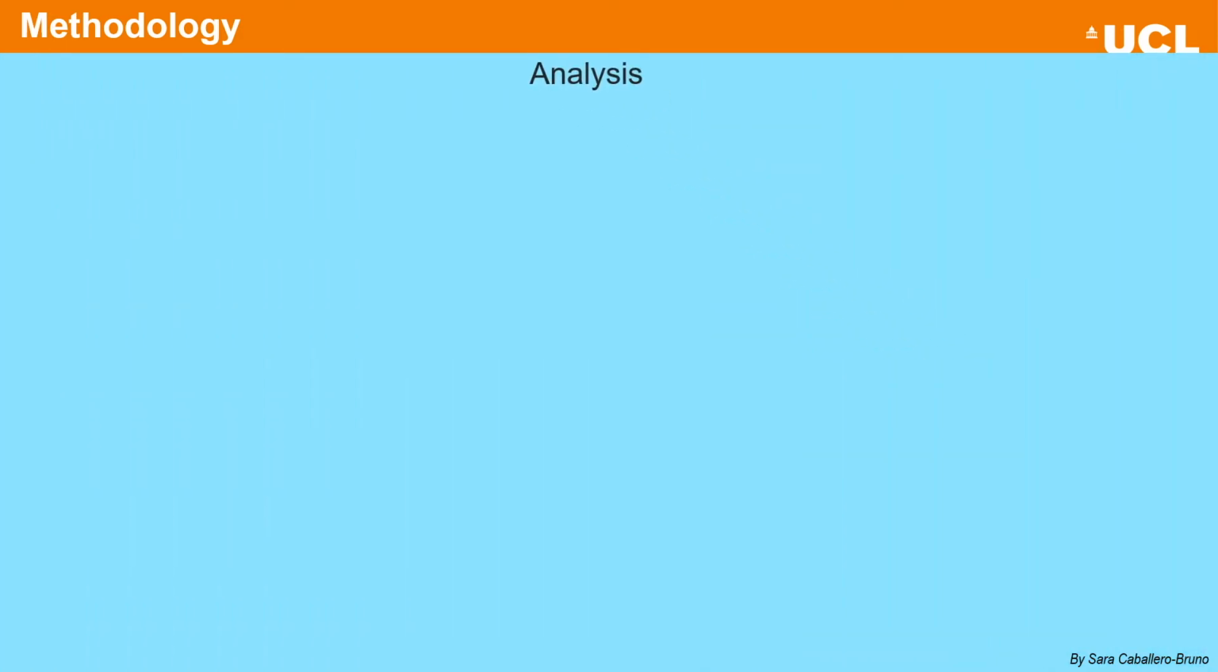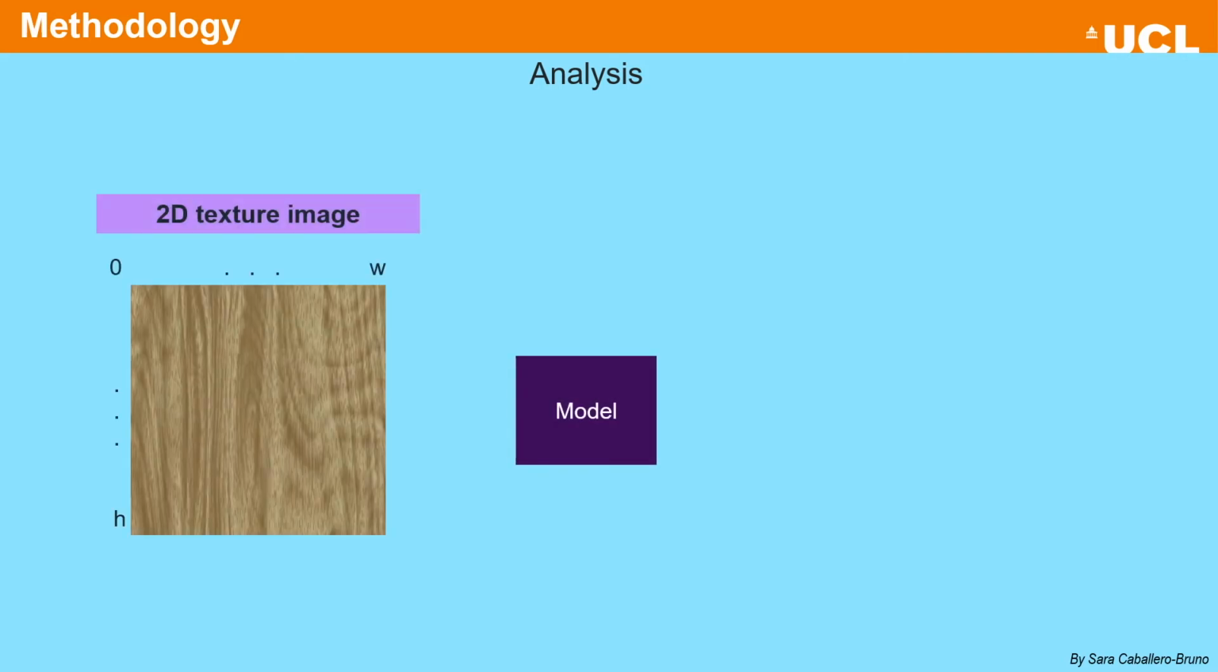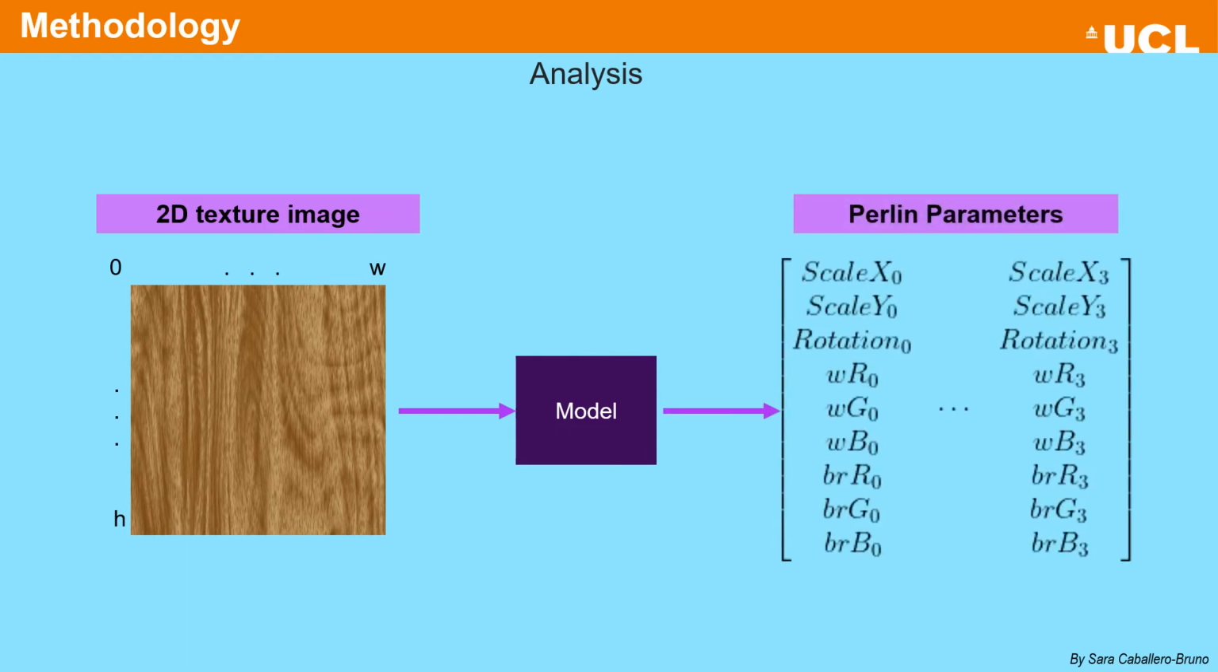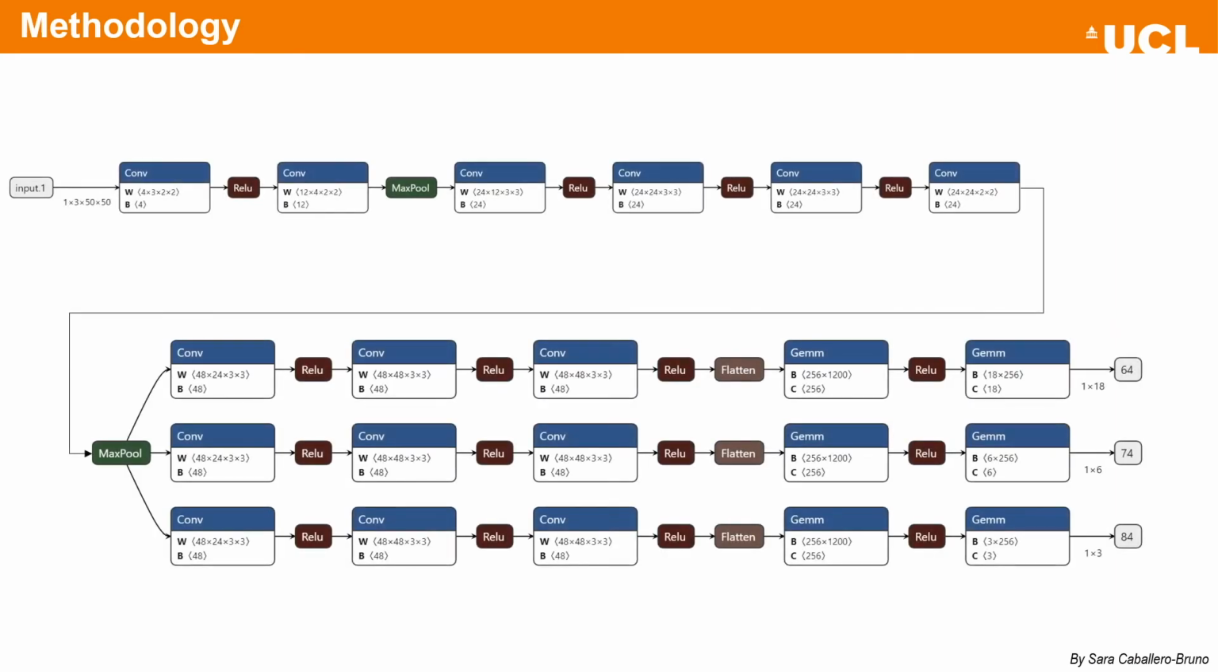For analysis, we focus on creating a model that can take an input texture image and output the Perlin parameters, which are the same ones that we described in the synthesis stage. This was a long, complicated process of trying many different designs. But in the end, the best model proved to be a 9 deep layer convolutional neural network that was divided in 3 heads for the 3 different types of Perlin parameters.